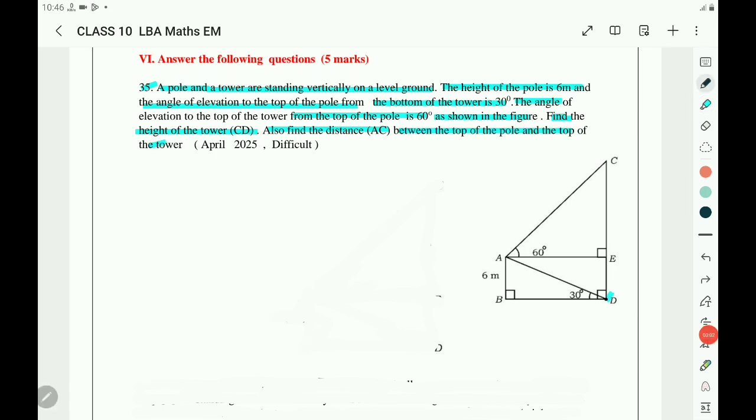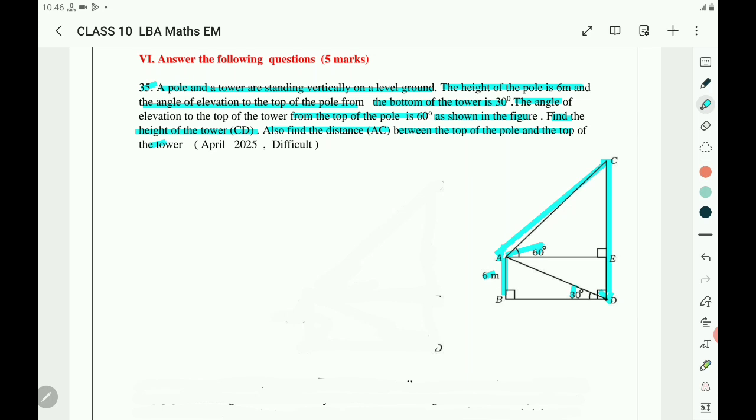Children, observe the figure. AB is a pole and CD is a tower. Height of the pole is given, 6 meter. Height of the tower is not given. We have to find out the height of the tower. And the angle of elevation of the top of the pole from the bottom of the tower is given, that is 30 degree. And the angle of elevation of the top of the tower from the top of the pole is given, 60 degree.